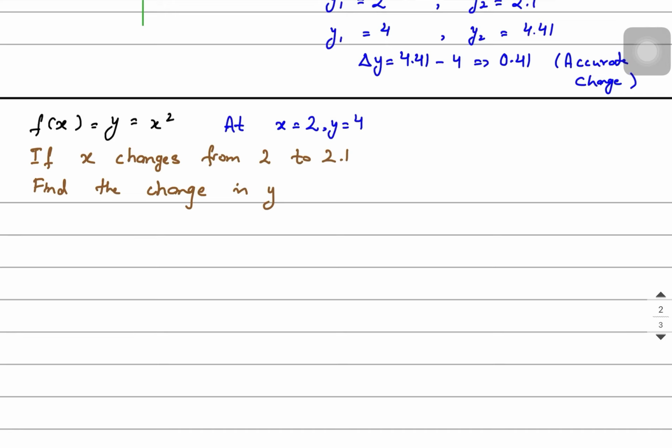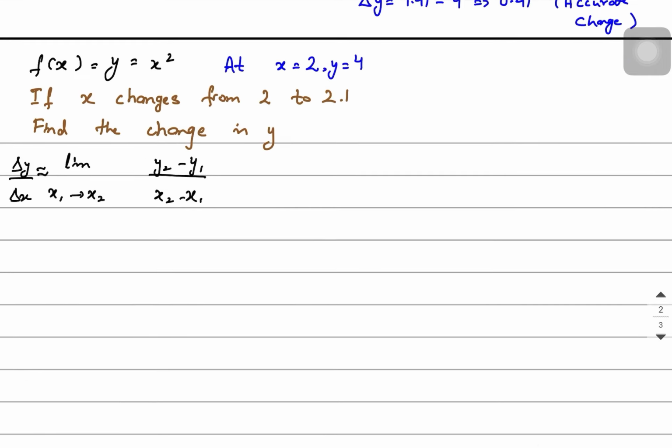So for the approximate change, I would write limit x1 tends to x2, (y2 minus y1) over (x2 minus x1). So this is my approximate change, that is delta y over delta x. It's going to be approximately equal. That is not in your syllabus, I'm just giving you the concept.